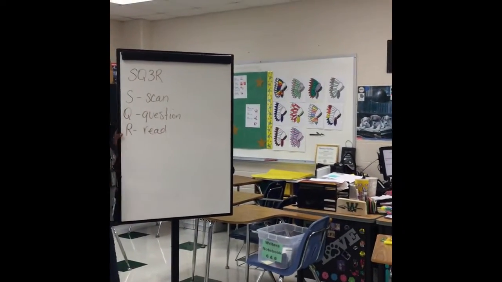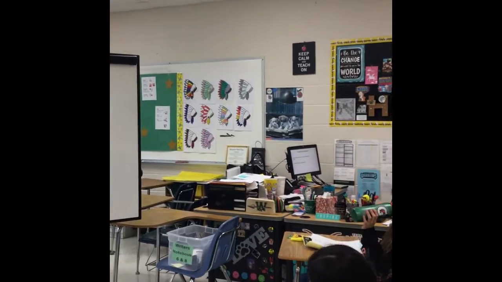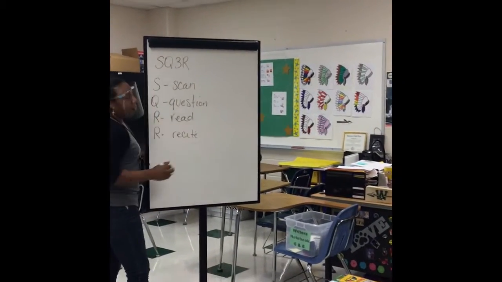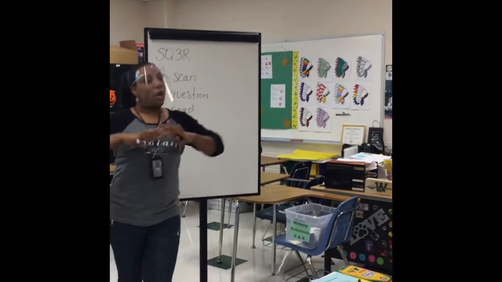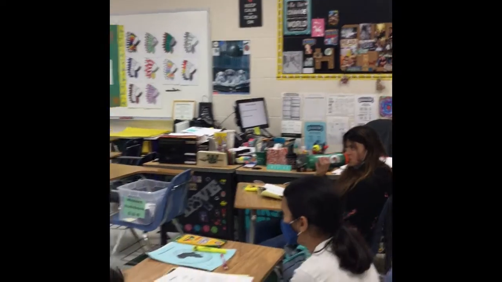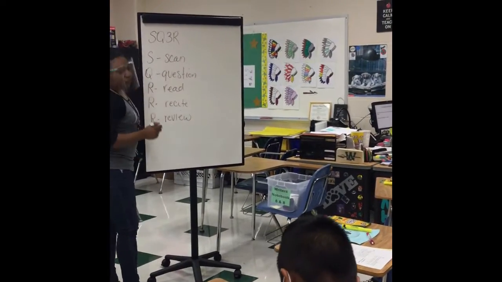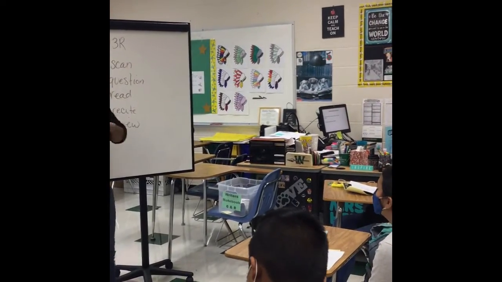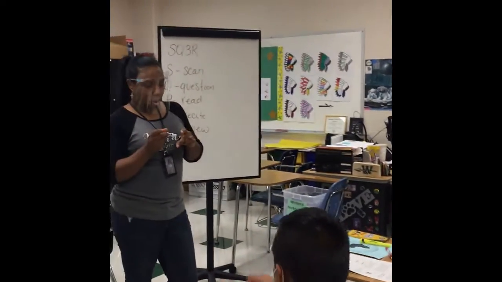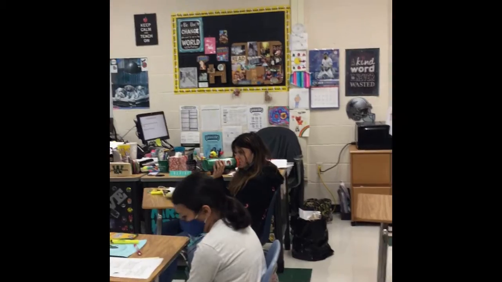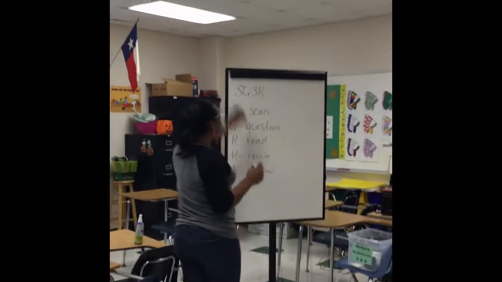And the 3R, one stands for read, and then we're going to read. One stands for recite. That means when we read, we're going to actually talk about stuff that we read and say it again. And then the last one is review. So we're just going to go back and check and make sure that we are doing what we need to do. Okay, so that's the one we're going to use.